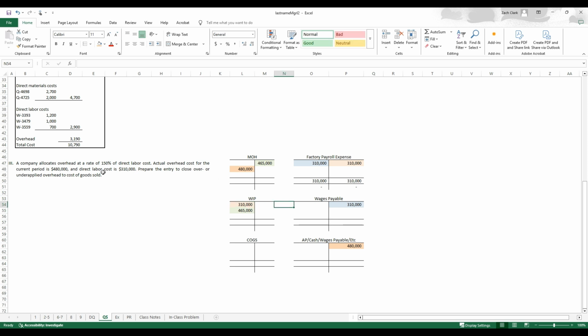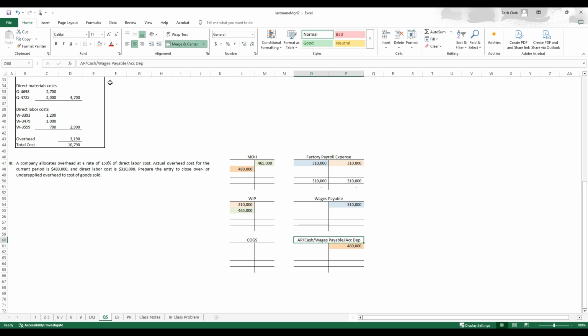And then we've got actual overhead costs for the current period of $480,000. So this is going to be our debit to manufacturing overhead of $480,000. And there's a variety of accounts that could be related on the credit side. We could be paying for indirect materials. We could be paying for indirect factory supervisor wages. It could be payments in cash or accounts payable for indirect materials or property taxes, or it could even be accumulated depreciation as our credit, and so on and so forth.